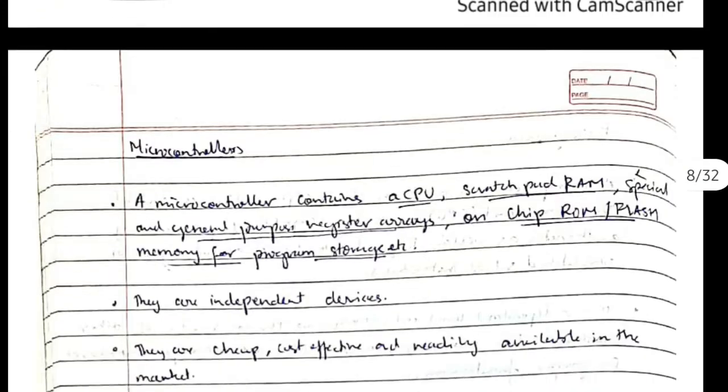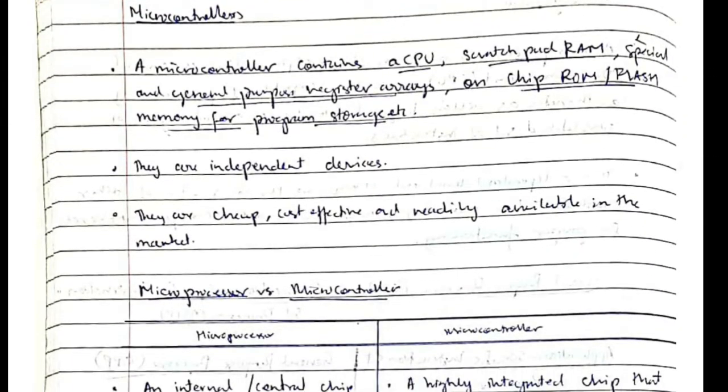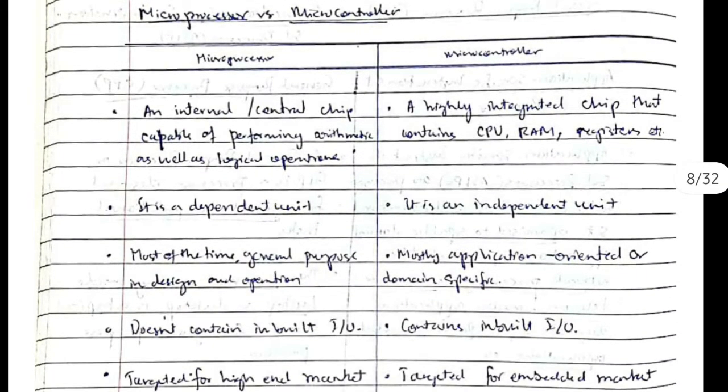And moving on to the microcontrollers, a microcontroller will have everything inside it. That means the IO operations, bus, storage memory, and the CPU, everything will be inside the microcontroller. So these are the independent devices. The main differences between microprocessor and microcontroller are given here.